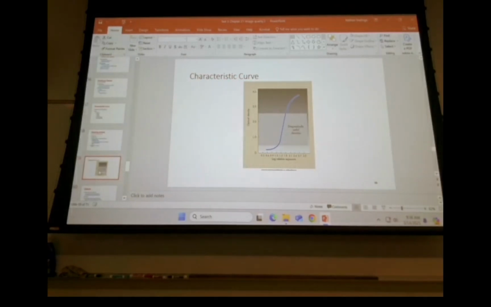So characteristic curve is that thing that I drew. I think mine was much more attractive than this one. Yes. Yeah, absolutely.